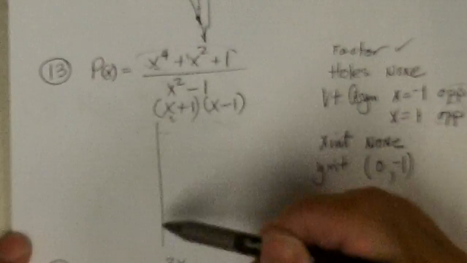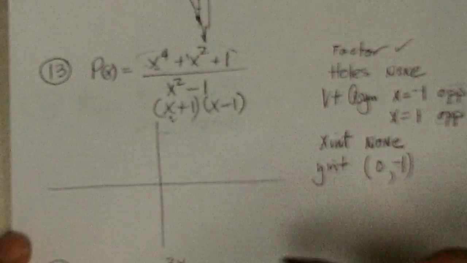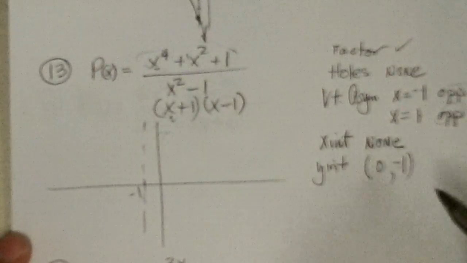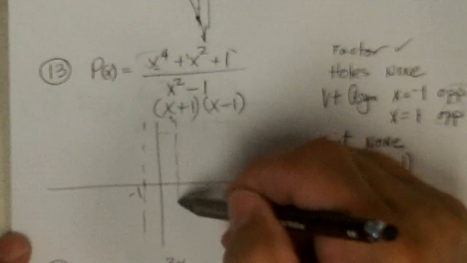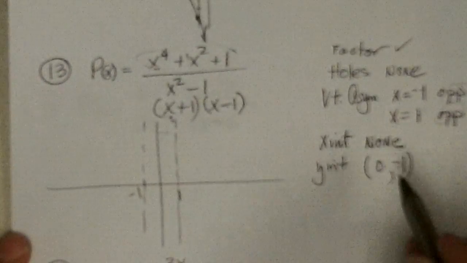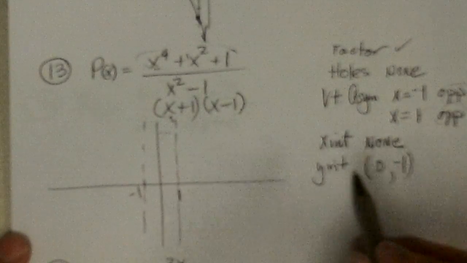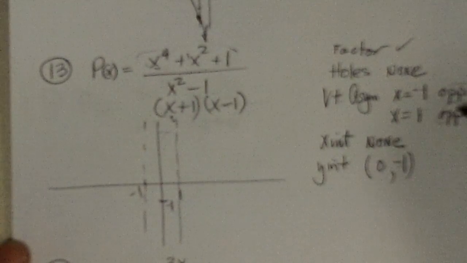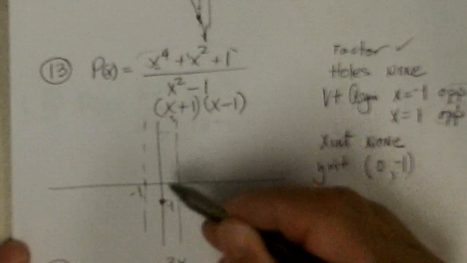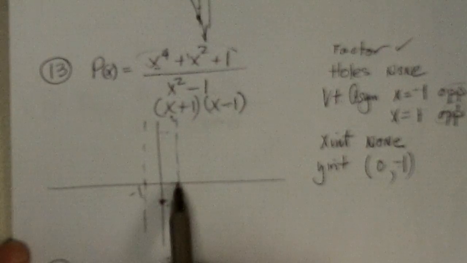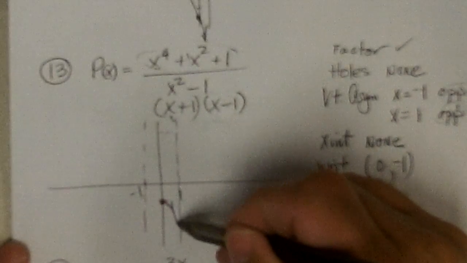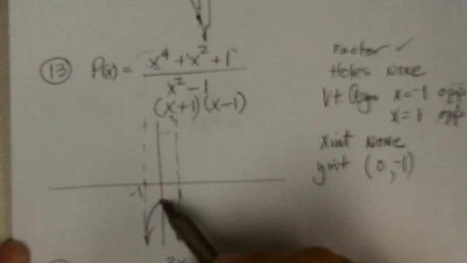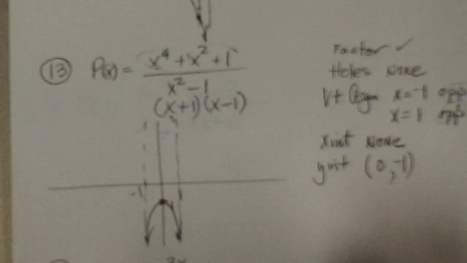So the graph would look like this: vertical asymptote at minus 1, vertical asymptote at plus 1. And it has no x-intercepts, never hits it. It goes through minus 1 on the y-axis. And it has to go opposite on each of those. So if it goes through that point and doesn't cross the x-axis, then it has to go down on this one and down on this one. Now the peak might not be right on the y-axis, but it probably is.